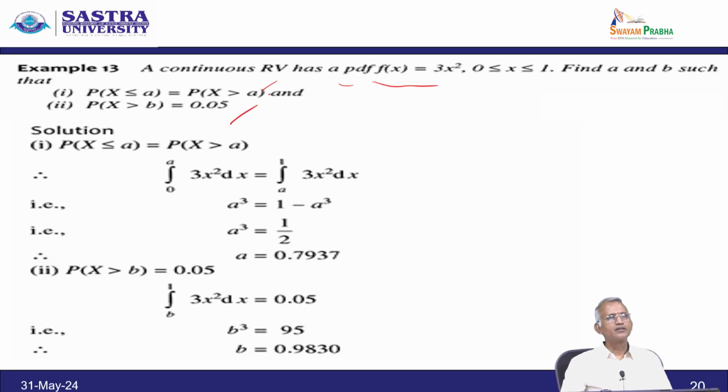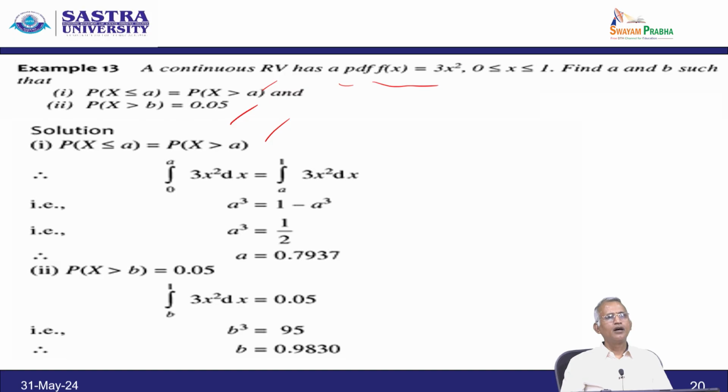Now, the solution: probability of x less than or equal to a equals probability of x greater than a. So, we have the integral 0 to a of 3x square dx equal to the integral a to 1 of 3x square dx.